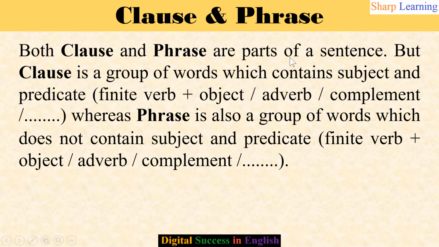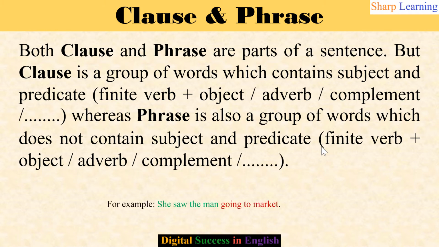Both clause and phrase are parts of a sentence, but clause is a group of words which contain subject and predicate. Predicate we know, that means finite verb plus object, or it may be finite verb plus adverb or complement or other things. So subject plus predicate. If you see these 2 parts, that means subject and predicate, in a group of words, then that group will be called clause. Whereas phrase is also a group of words which does not contain subject and predicate. Clause contains subject and predicate, but phrase does not contain subject and predicate.